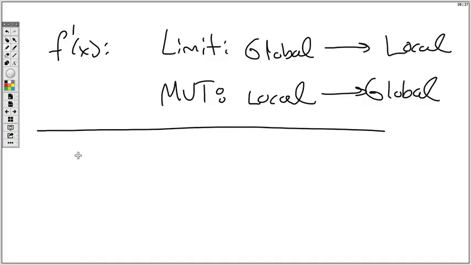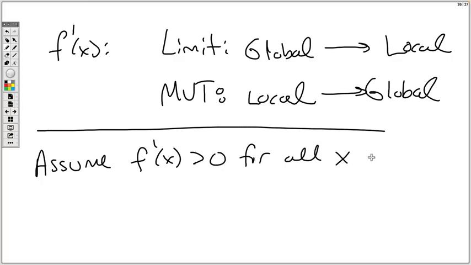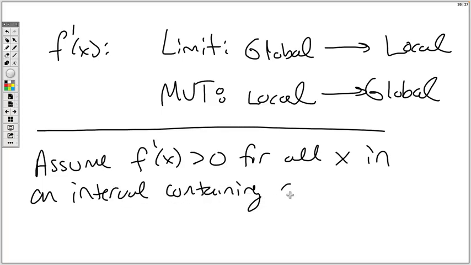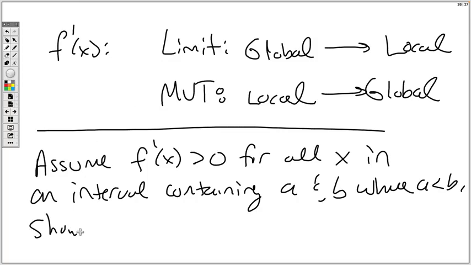So let's just assume f prime of x is bigger than 0 for all x in an interval containing a and b, where a is less than b. To show that the function itself is increasing, I need to show that f of a is less than f of b.